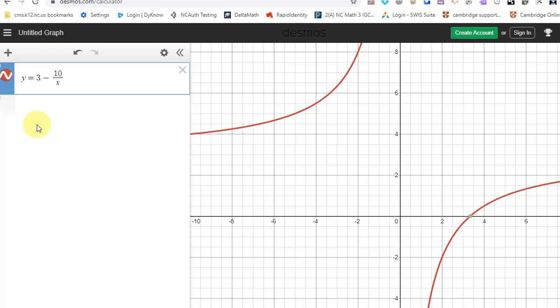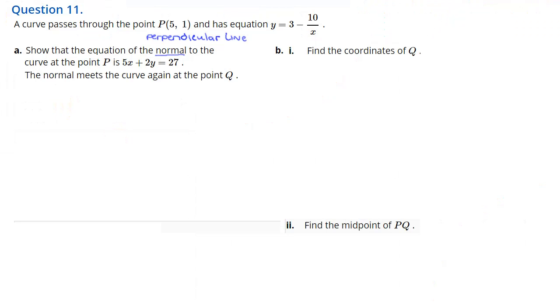It's a rational function, so you'll notice how there's asymptotes here. And what's going to happen is at this point, let's see, what was it, 5, 1. Now, there's going to be a perpendicular line that's going to go from that point. Our job is to find the equation of that line. So, we've got a curve, and if we were to take this curve and find its derivative, we could find the tangent slope, and then we could find the normal slope.